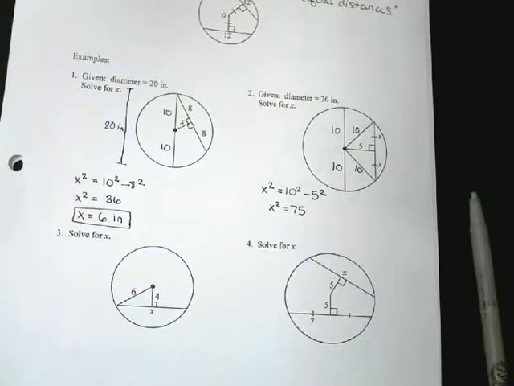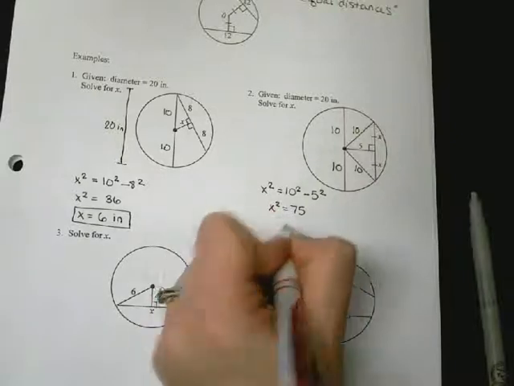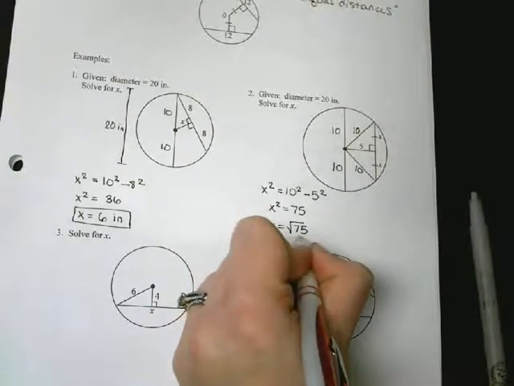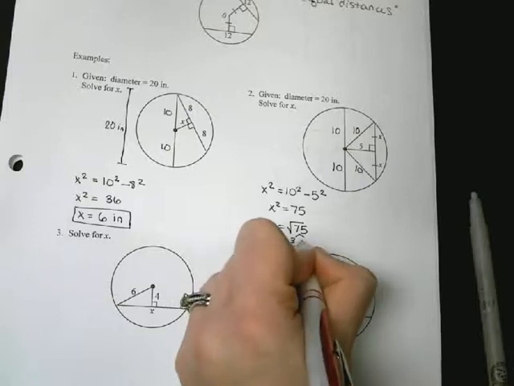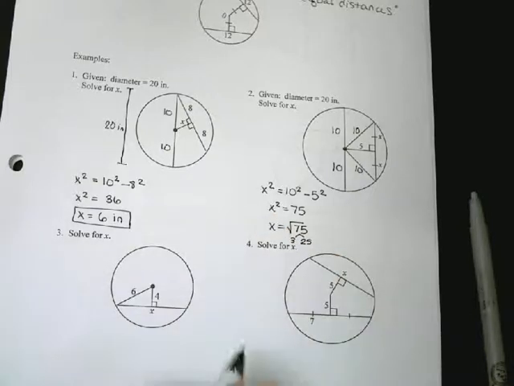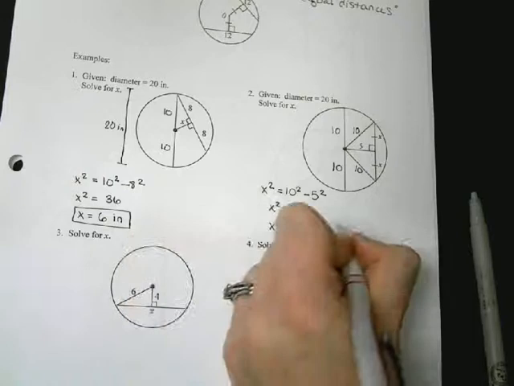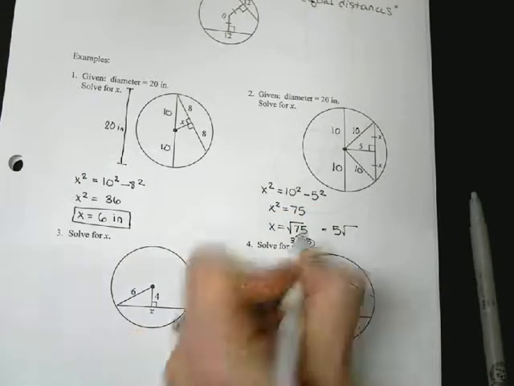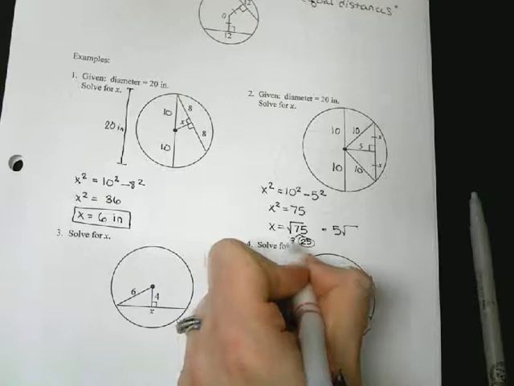75 I can split into factors of 3 and 25. I know the square root of 25 is 5, so I'm going to take that square root, and the only number I have left in my square root is 3, so this is going to be 5 square roots of 3 inches.